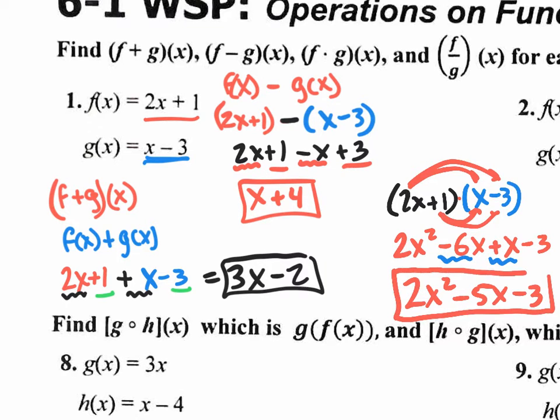So I do apologize with the lack of space. You might have to rewrite these questions in your notebook instead and show your work in your notebook. We still need one more thing to do. We've already added f and g. We've subtracted f and g. We already multiplied f and g. Now let's divide the f of x function by the g of x function.